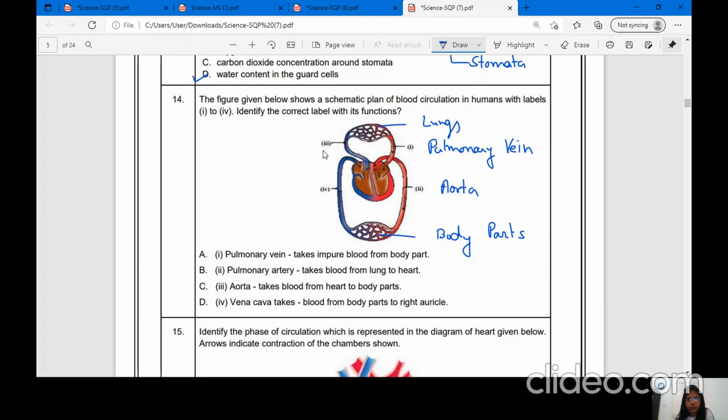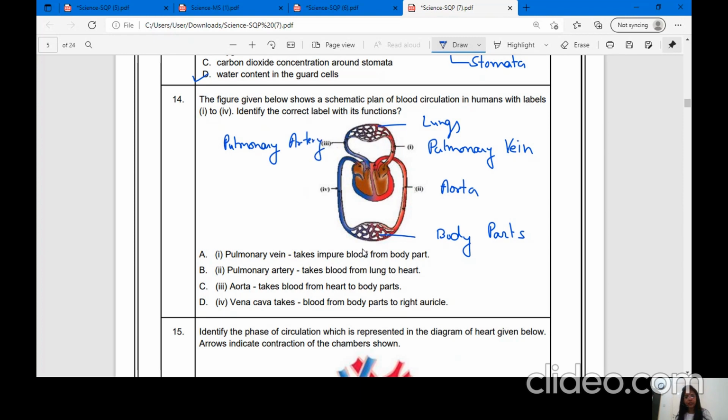Okay, now the third is the blood vessel which is bringing blood from heart to lungs. So what is the name? This is pulmonary because it is connected to, from heart to lungs, and let's see, the arrow is towards lung. So it is artery because artery always carries blood away from heart.